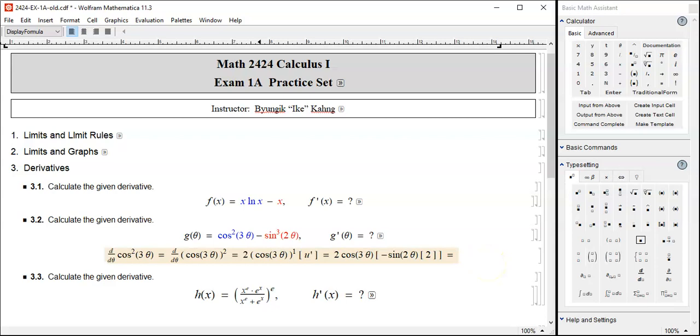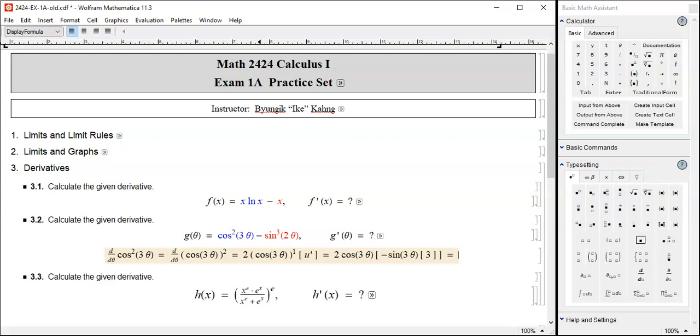Let's simplify all that. 2 times, oh wait a minute, I just made a typo here. I mean, this should be 3 theta. Sorry about that. So the derivative of 3 theta is 3. Okay, sorry about that. I just mistyped it, and then after that I repeated the previous mistyping. Anyway, I found it before it's too late.